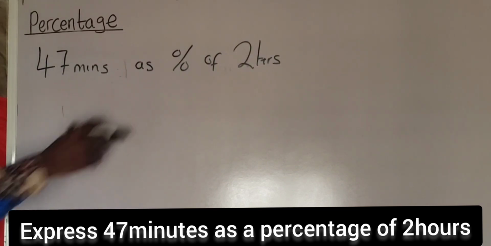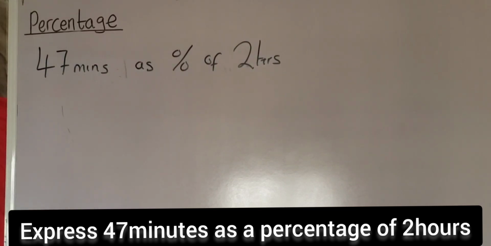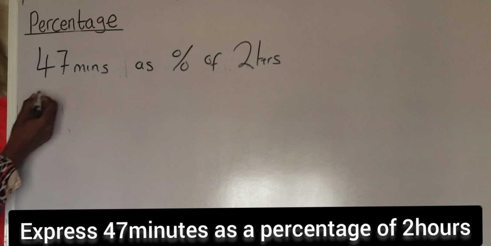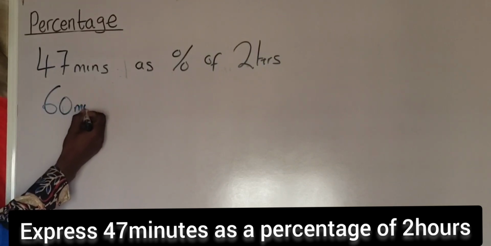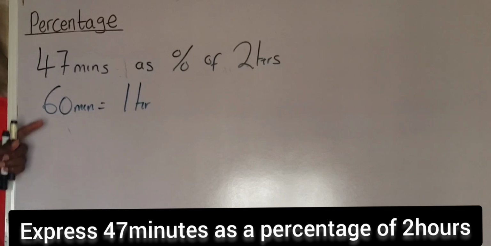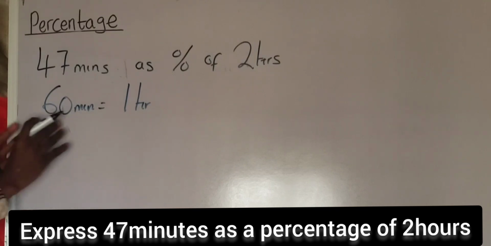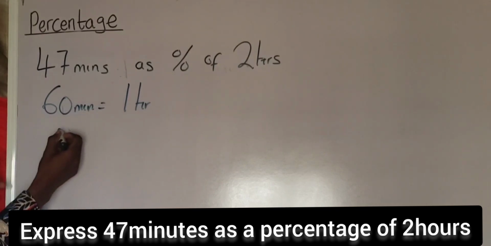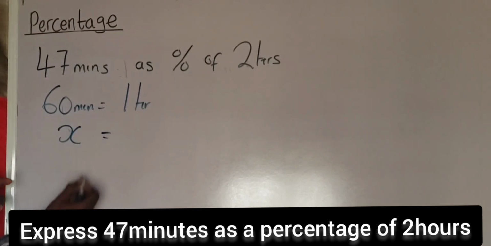So let's change 2 hours to minutes. Don't forget, 60 seconds is equals to 1 minute, and 60 minutes is equals to 1 hour. Now, 2 hours will be what? That will be 60 times 2. Okay, let's just do it like this. 60 minutes is equals to 1 hour. Let x is equals to 2 hours.